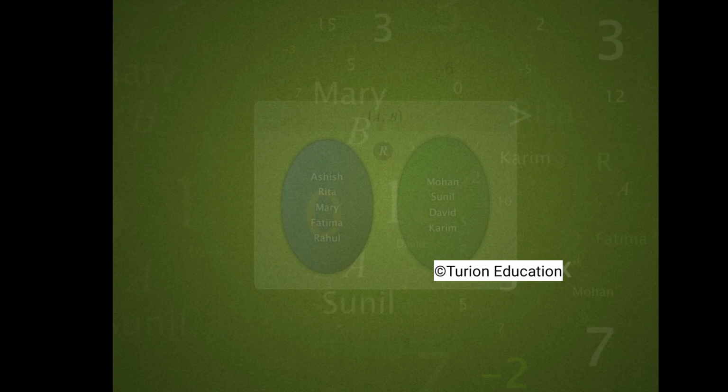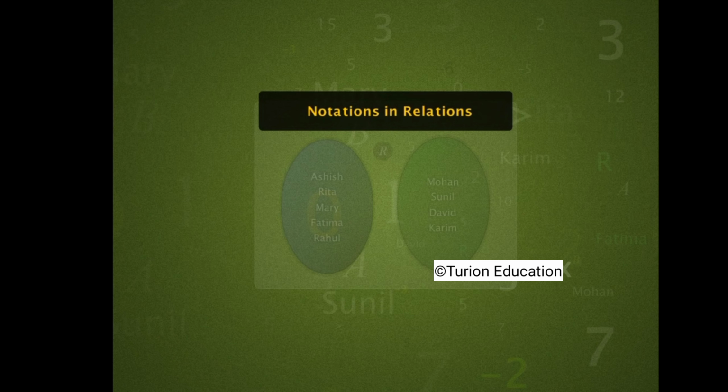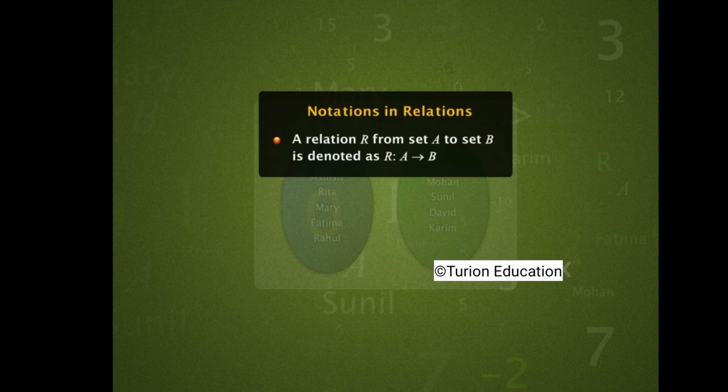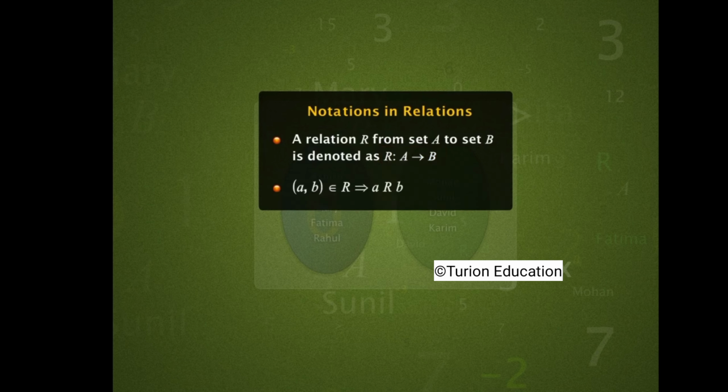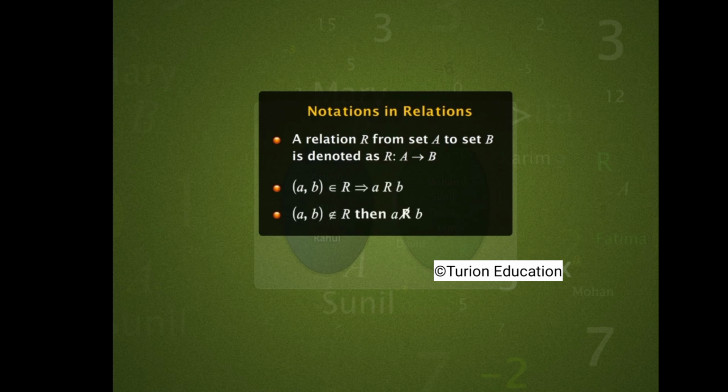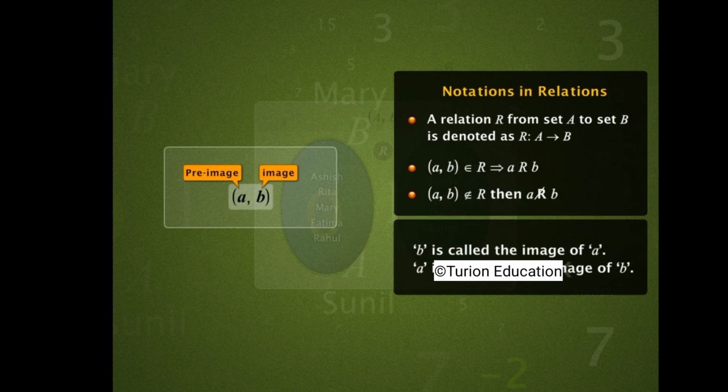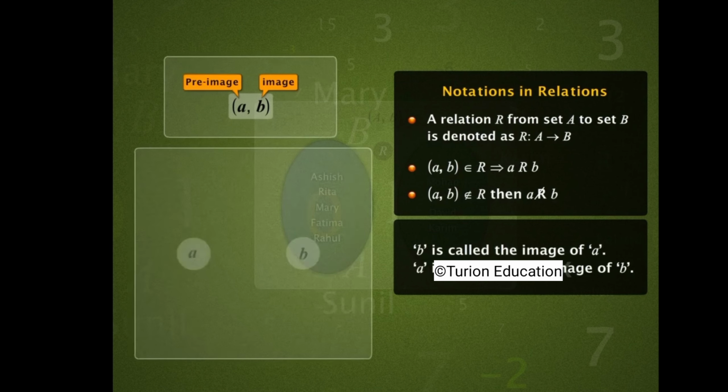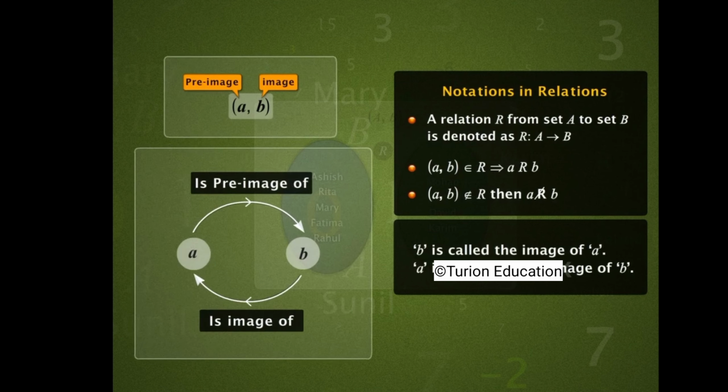Let's now learn some terminology and notations used to describe relations. A relation R from set A to set B is denoted as shown. If an ordered pair (a, b) is in relation R, then a is related to b, or aRb. And if the ordered pair (a, b) does not belong to R, then the element a is not related to the element b. In an ordered pair (a, b), a is the preimage and b is the image of a.